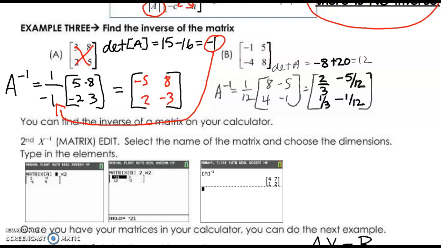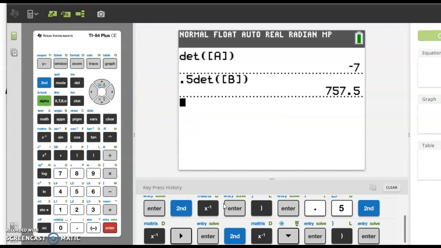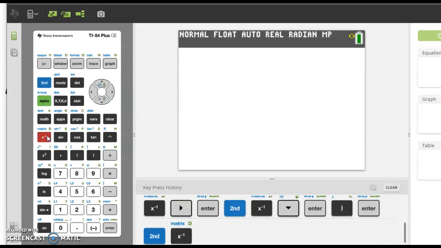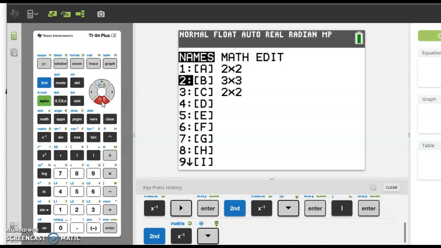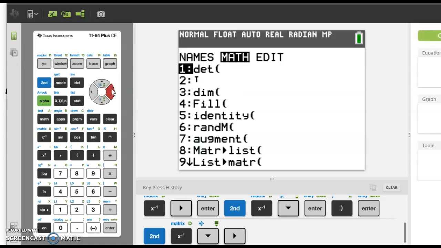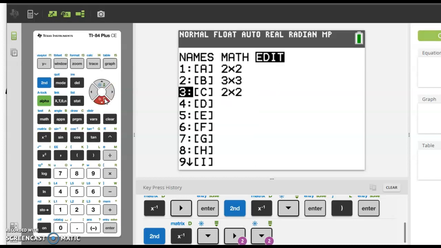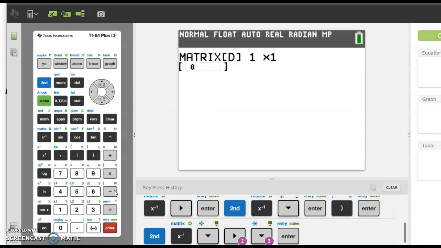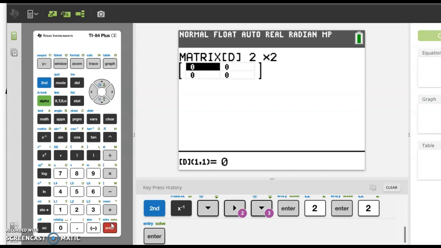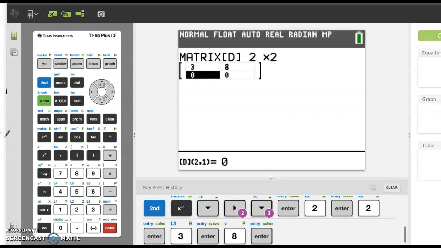And there you go. If you put that in the calculator, the way it would look would be like this. Let's see if I can, I don't think I put that in yet, so let's do that. I'm going to do second matrix, and start with D. Let's edit. We want to make it a 2 by 2, and then we enter the values in: 3, 8, and then 2, and then 5.